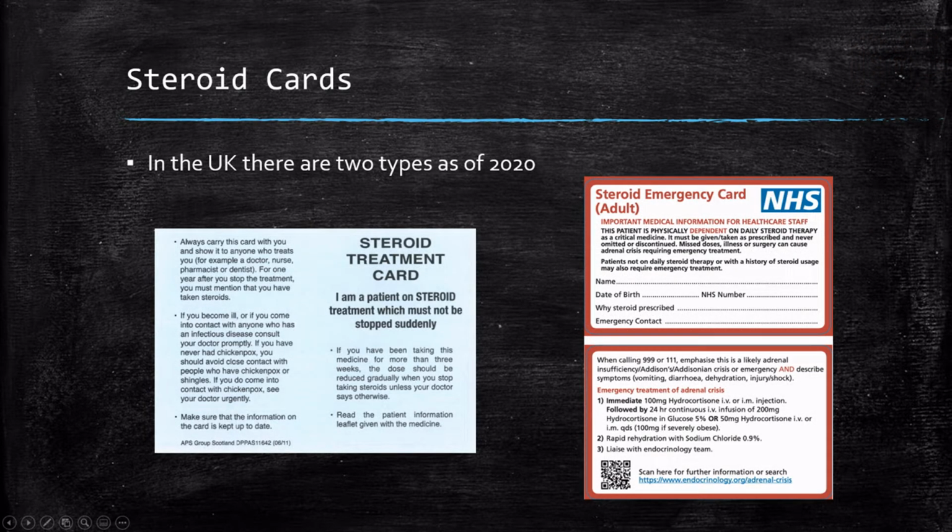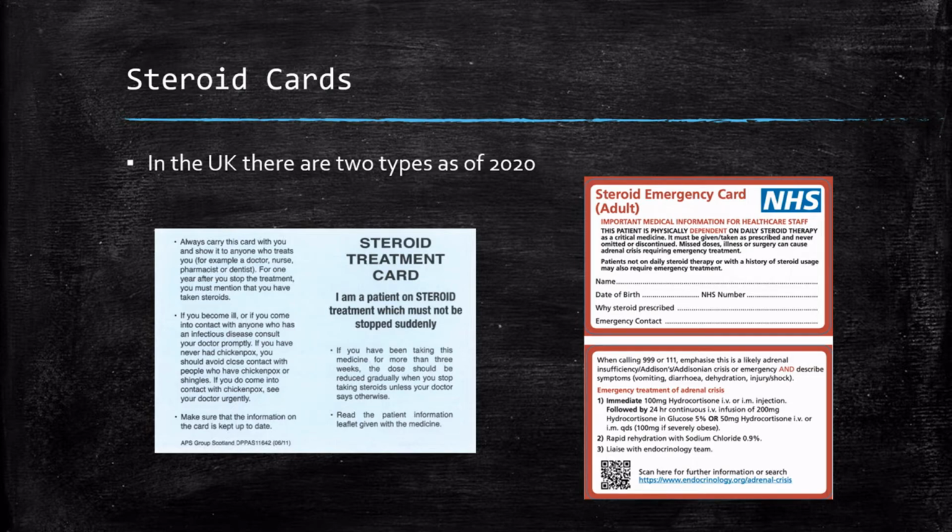So here are the two cards. We've got the steroid treatment card and the steroid emergency card. This one's been around for a while, but the emergency card's more recent, but they've both been around since around 2020. So the blue card, the one on the left, carries a series of instructions for the patient and informs healthcare professionals that the patient is on a steroid.